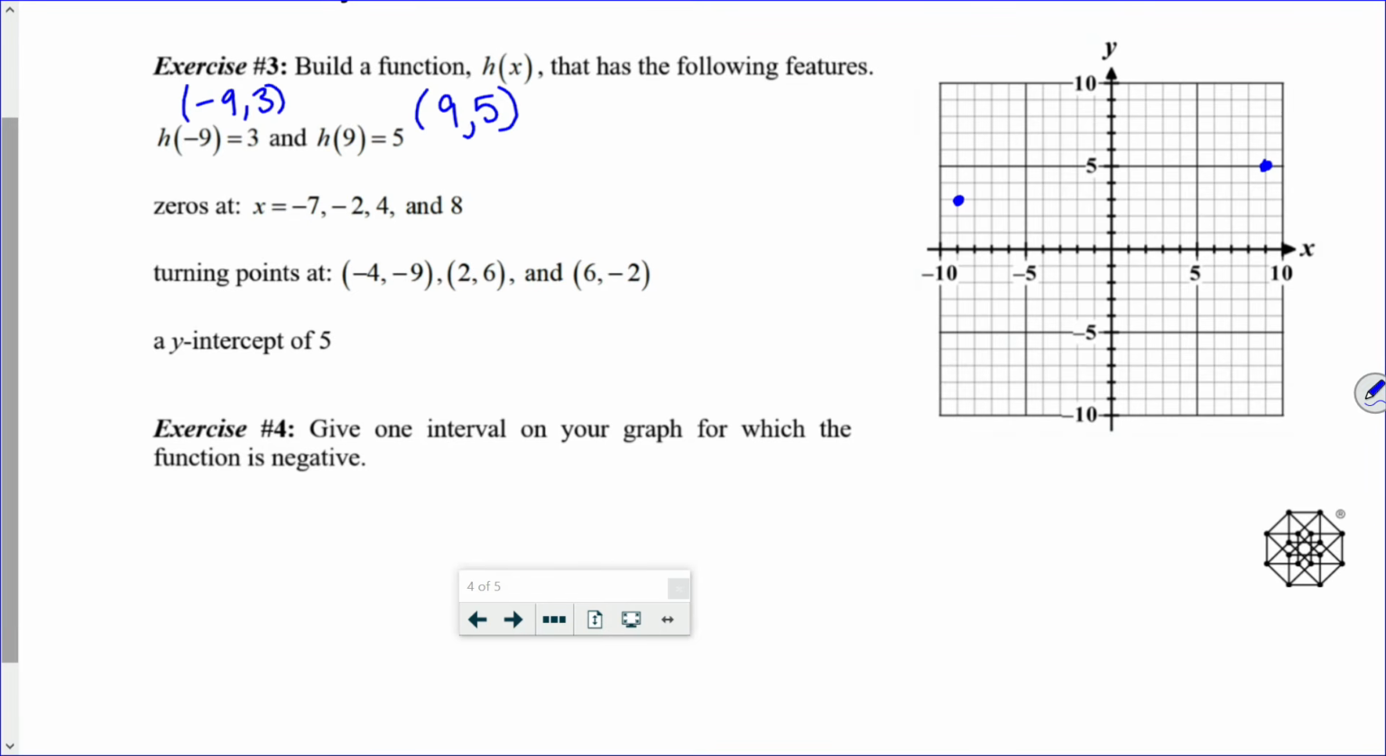The second piece of information, about the zeros, tells me where the function crosses the x-axis. The function is going to cross the x-axis at (-7, 0), (-2, 0), (4, 0), and (8, 0). The function is going to turn or change directions at (-4, -9), (2, 6), and (6, -2). And finally, the function is going to have a y-intercept at 5.